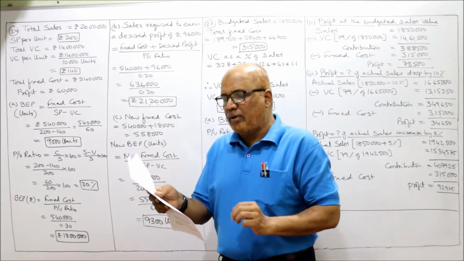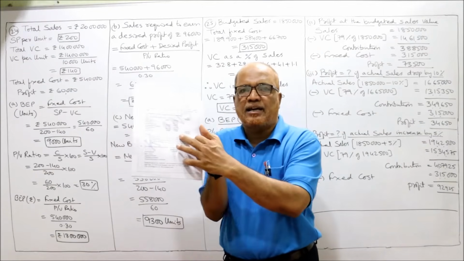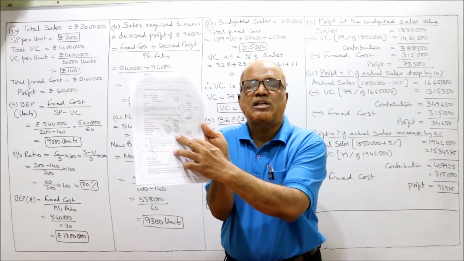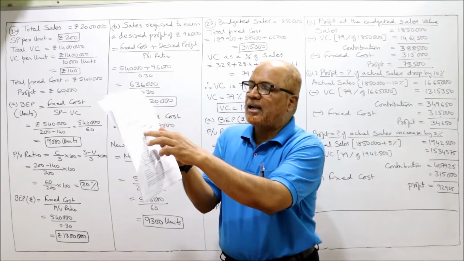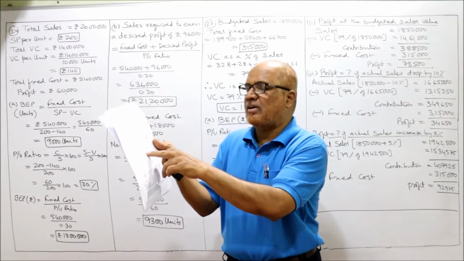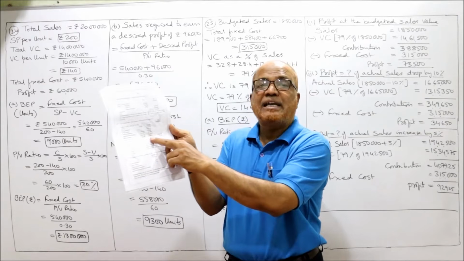You see the total variable cost. There is a printing mistake in the problem. It is given 1 lakh 40,000. It is not 1 lakh 40,000. It is 14 lakh. If you add up all the values, 2 lakh plus 4 lakh plus 6 lakh plus 80,000 plus 1 lakh 20,000, you will get 14 lakh.